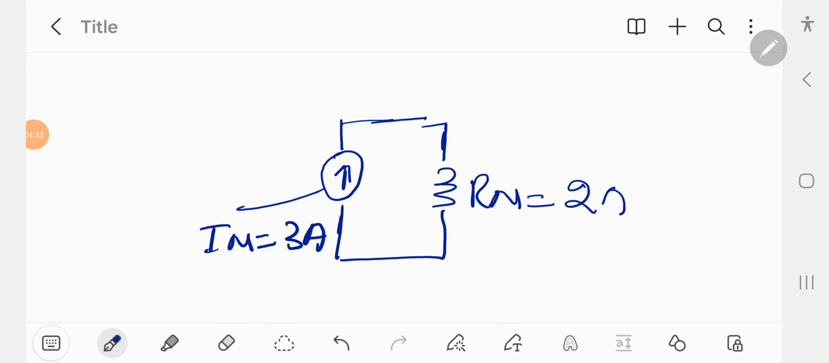So this is the end of the lecture. We will discuss Norton's theorem on some complicated networks later, and we will solve those networks through Norton's theorem.